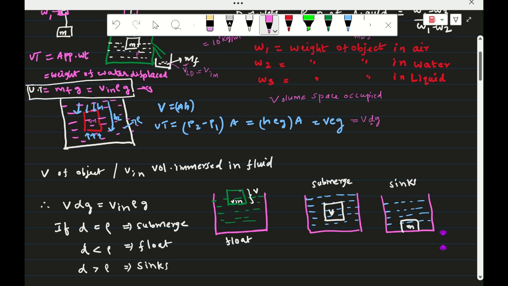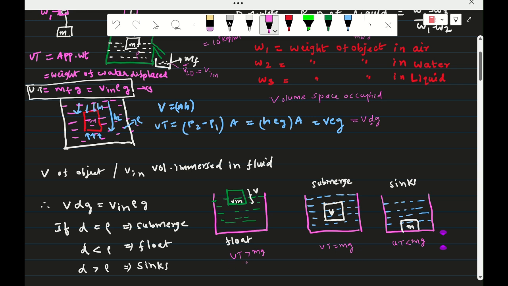So when the upthrust is more than its weight, it will float automatically. The upthrust is more. So float means upthrust is more than mg. Submerge means upthrust is equal to mg. Sink means upthrust is less than mg.